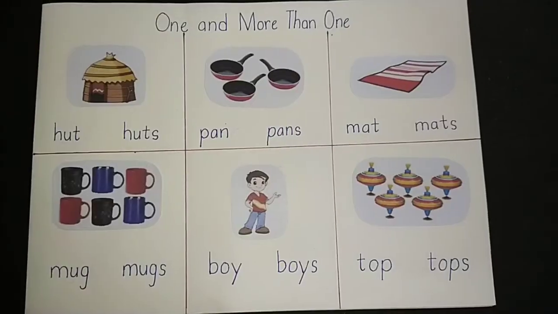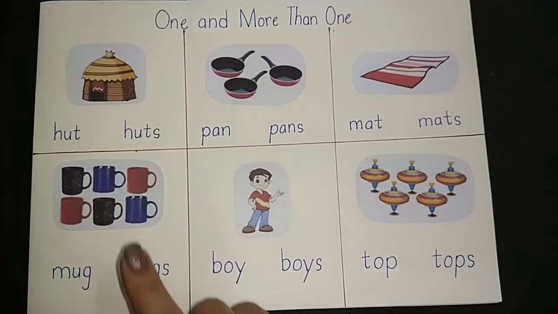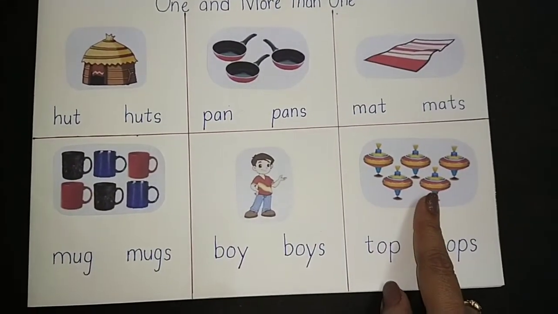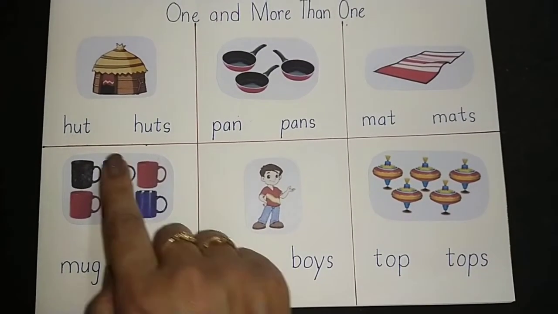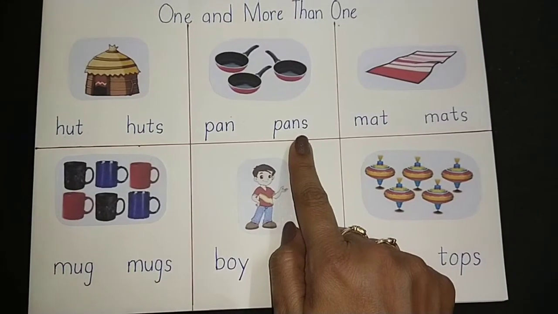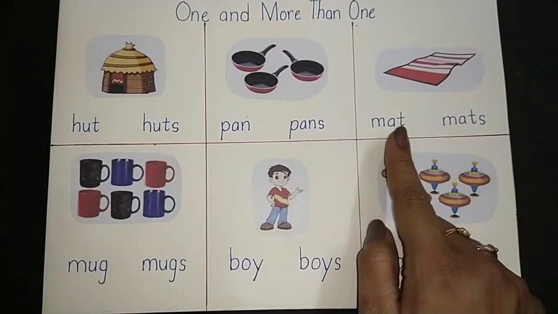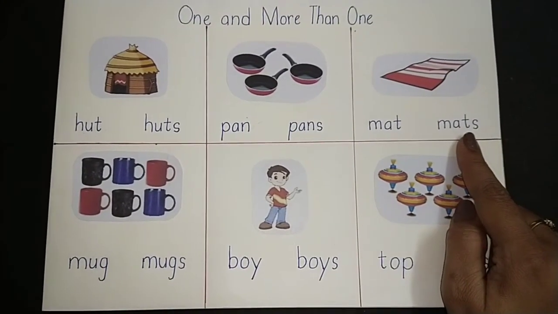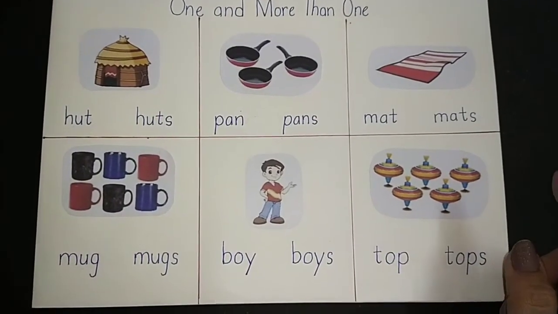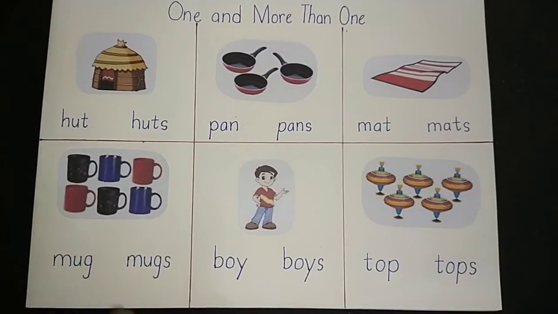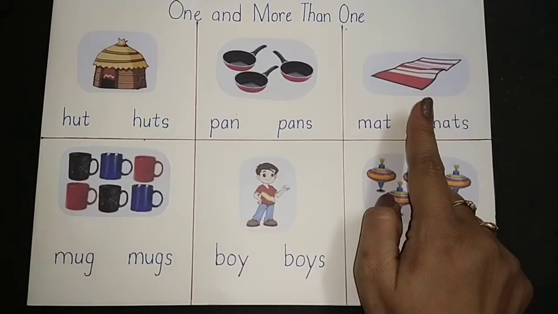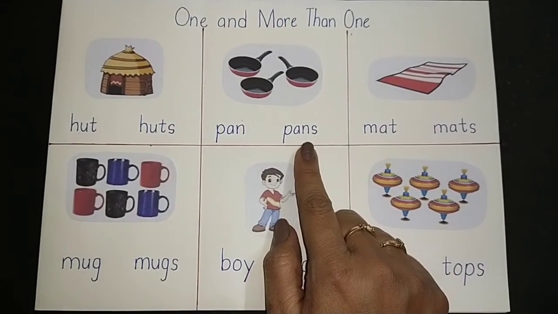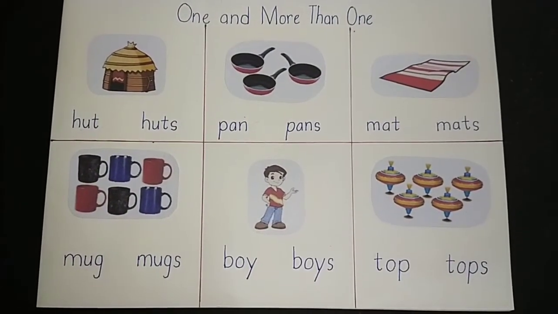Now it's time for an activity. Let's start. See kids, I have stuck some pictures of one and more than one over here, under which I have written two spellings of each. One spelling is for one object and other spelling is for more than one object. So first we will recognize the pictures and then we will read the words written under it and then we will circle the correct word.